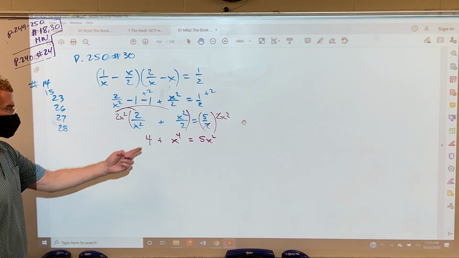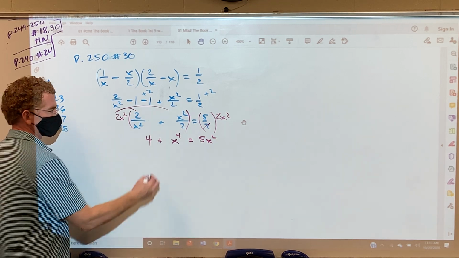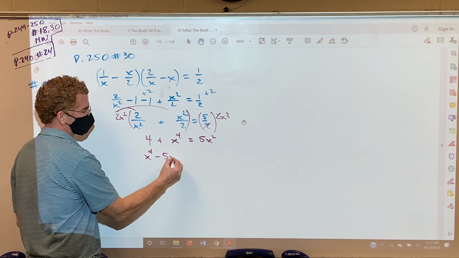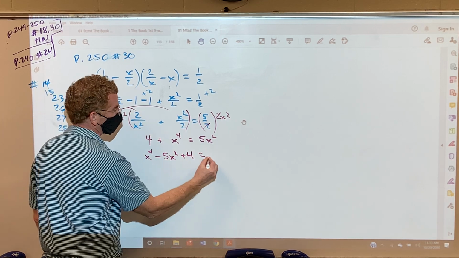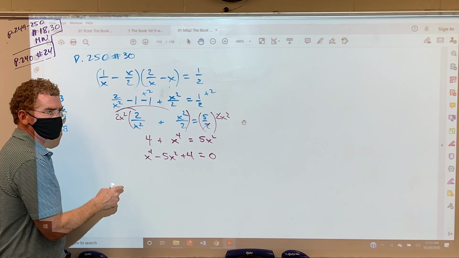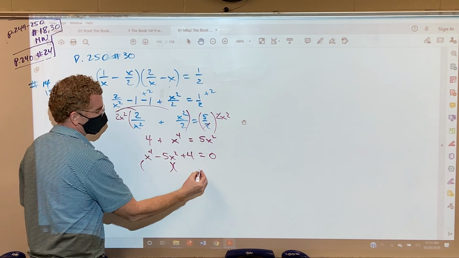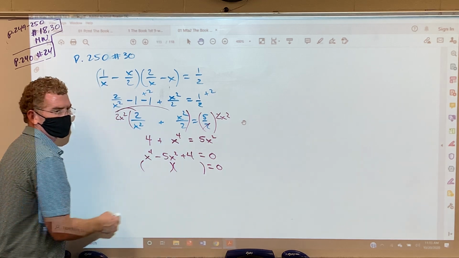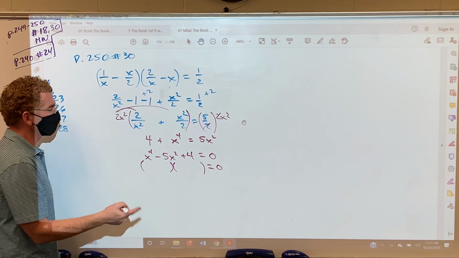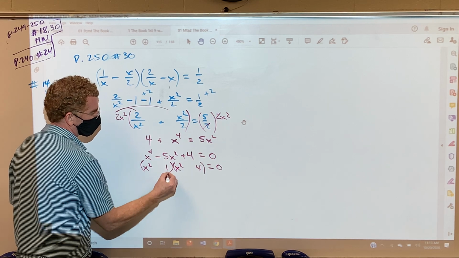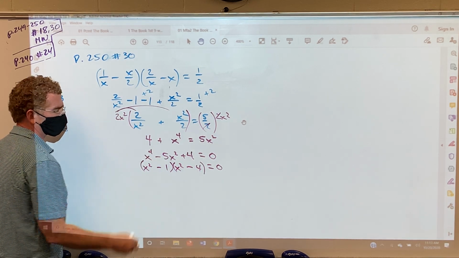So you tell me, what would you do at this point? So get everything that's set equal to 0. I have to subtract that 5x squared. And then once it's set equal to 0, can you factor that? So if it's a trinomial, it's only going to factor into 2 binomials, and that's even if it does factor. But look, this works. X squared, 4 and 1. If they're both negative, that works for me.